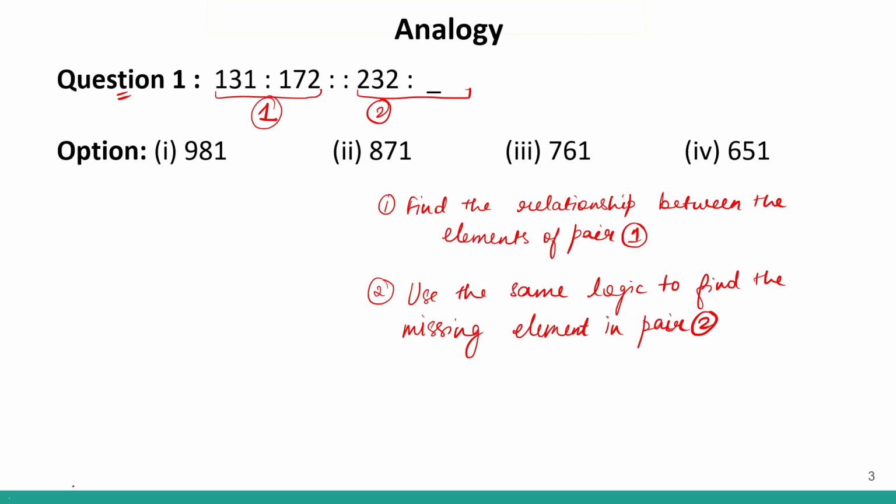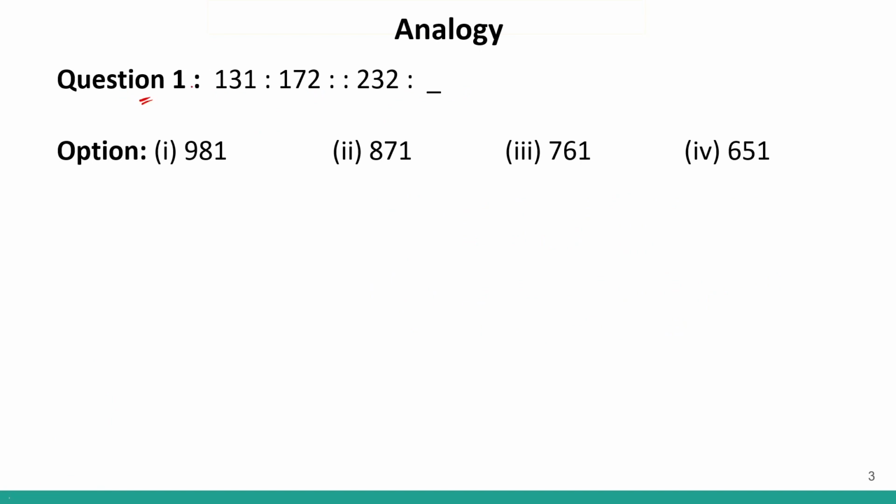Okay, so now let us look at the question. Question number 1, first pair is 131 and 172. So basically these numbers are very near to each other, right? If I find the difference, it is plus 41. So if I add 41 over here, I will get 273. But do we have an option of 273? No. That means some other logic is being used.